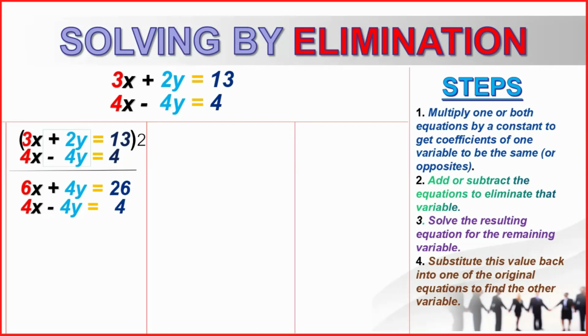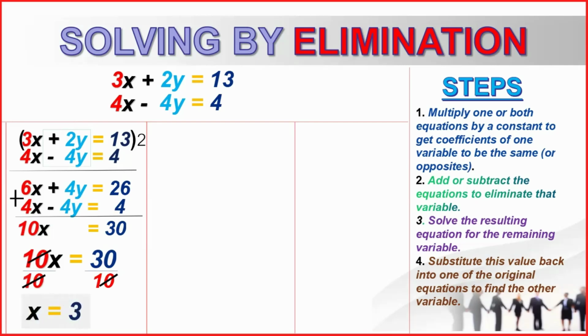Then we add 6 plus 4, this is 10, so you write 10x. And then 26 plus 4 is 30. So 10x equals 30. What about 1x? Just divide by 10, the coefficient of x, on both sides. You can simplify: 30 divided by 10 is 3. So x equals 3.